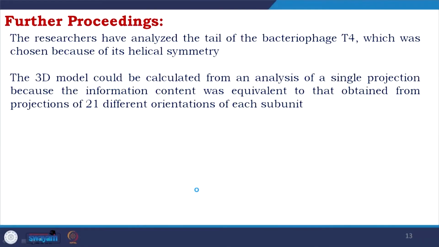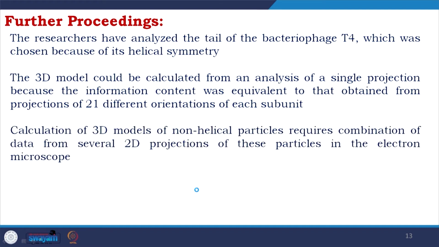The 3D model could be calculated from an analysis of a single projection, because the information content was equivalent to that obtained from projection of 21 different orientations of each of the subunits.